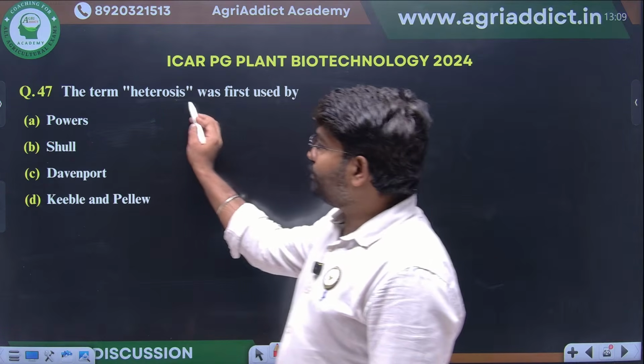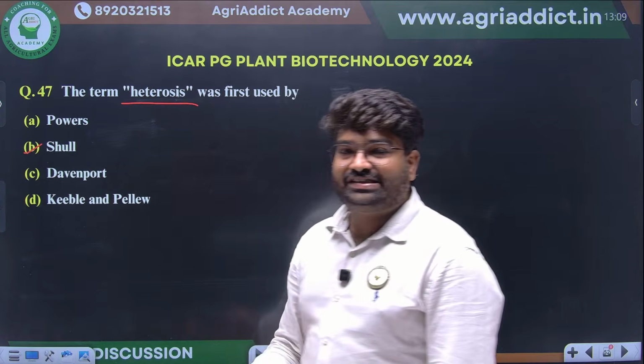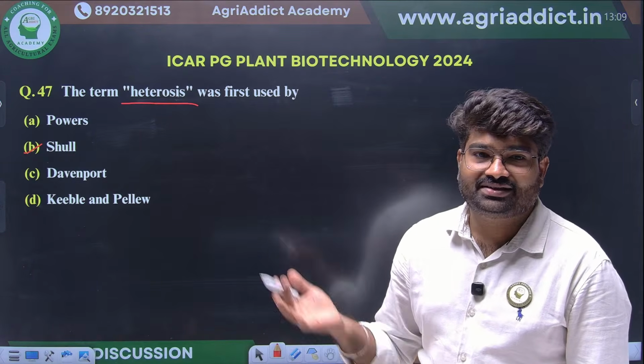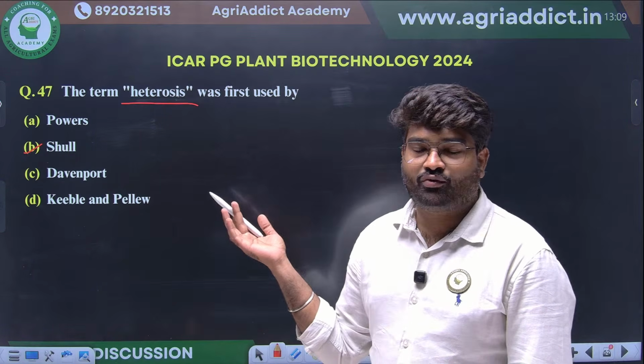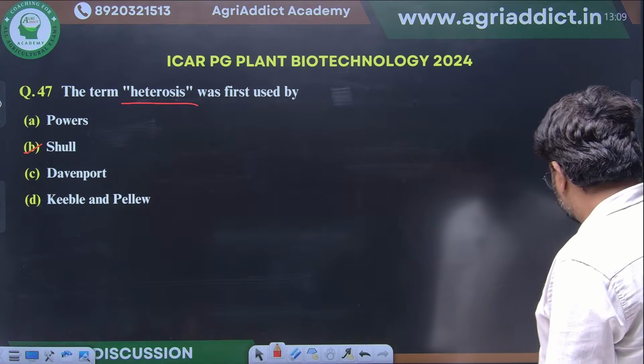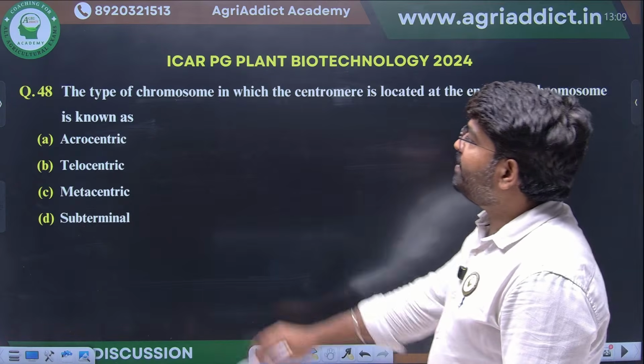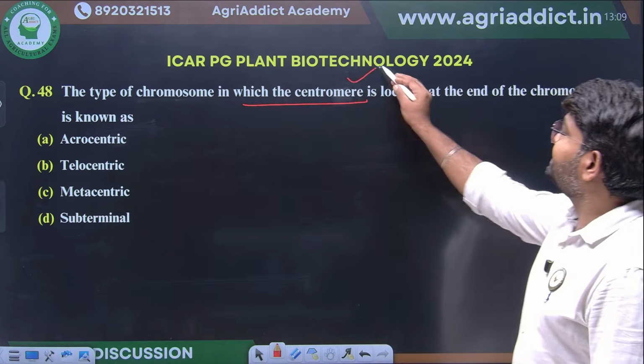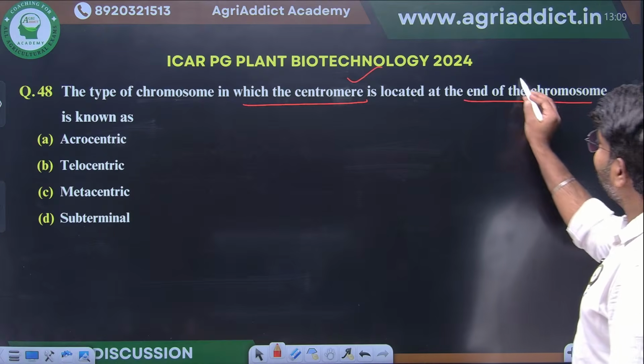The term heterosis. Heterosis means what? That was given by Shull. This is a very simple and direct question. This you will solve, I know. Okay. Next, the type of chromosome in which the centromere is located at the end of the chromosome.